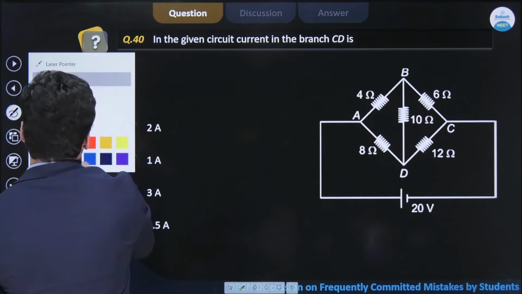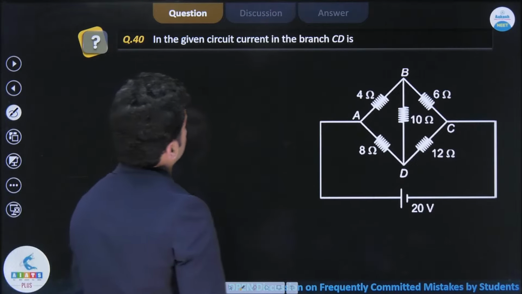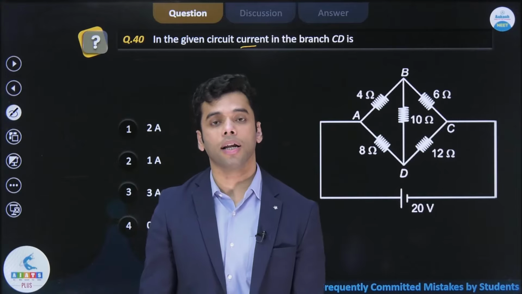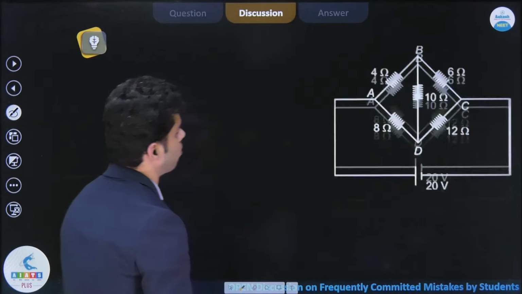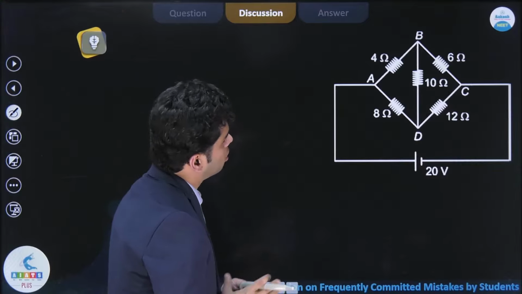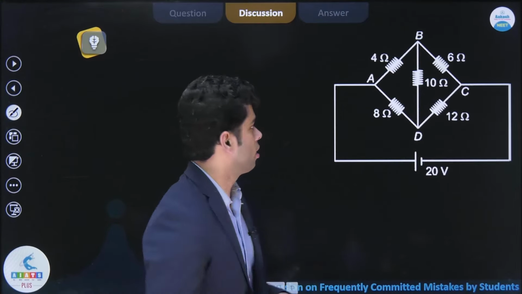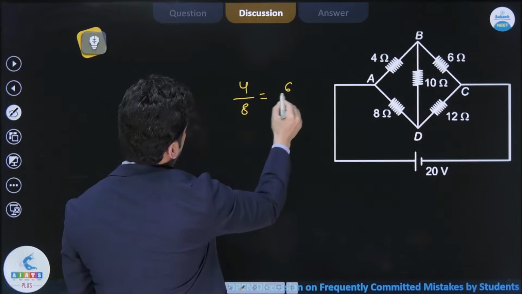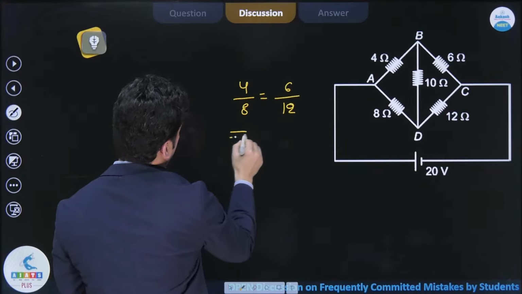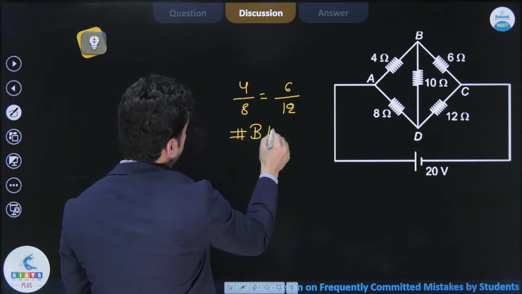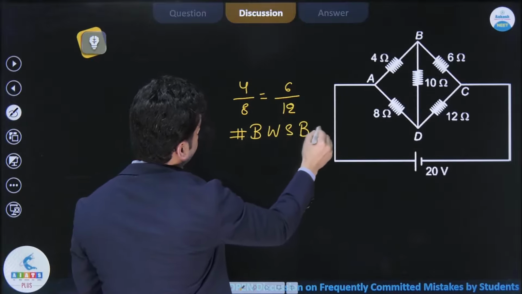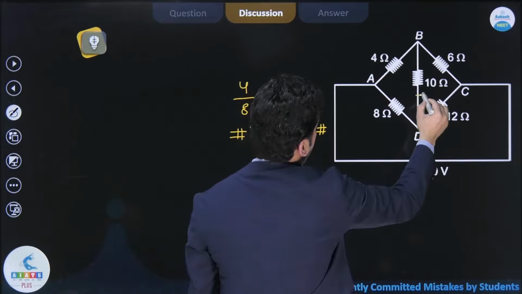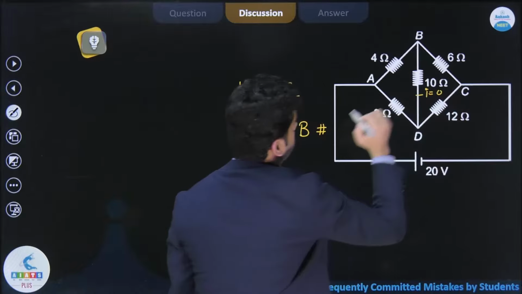Question 40. It says that in the given circuit, current in the branch CD is. So आपको CD branch में करंट निकालना है, ठीक है? चलिए CD branch में करंट निकालते बेटा. पहली बात तो मुझे दिख रहा है बेटा ये कैसा है? व्हीटस्टोन ब्रिज है ना? I can say that 4/8 it is equal to 6/12. So it is a balanced Wheatstone bridge. That means that current over here is 0, right?